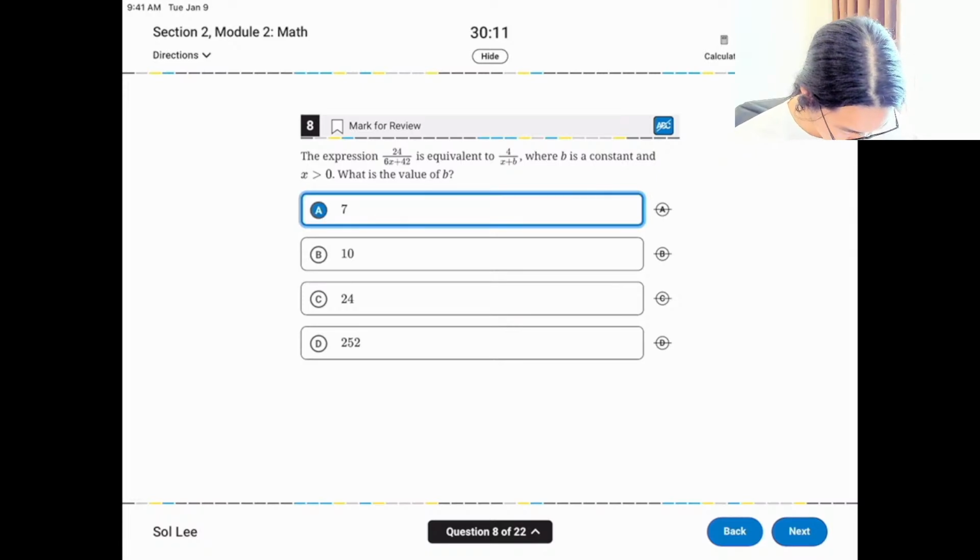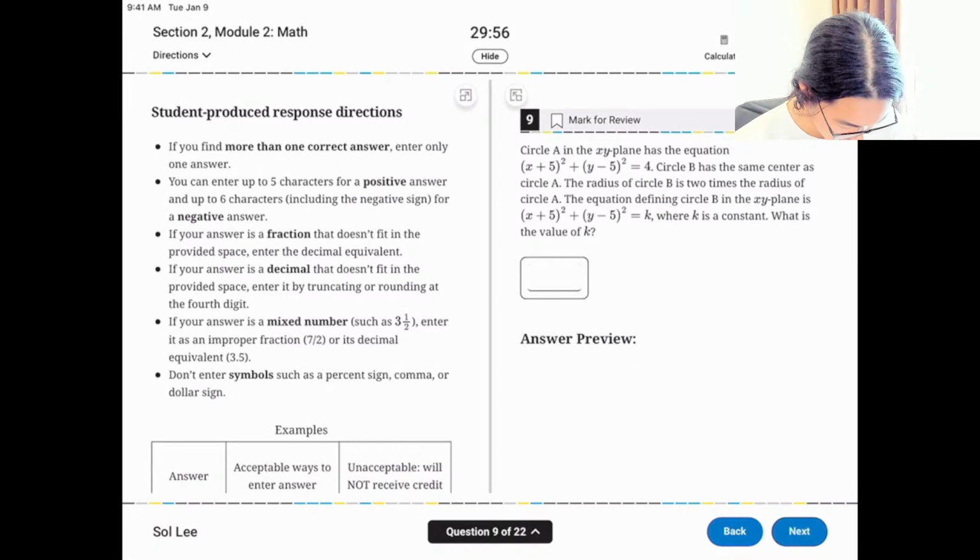Seven. Because you divide everything by 6. Yeah, divide out the 6's. So you get a 7. Okay, cool. The first 10 questions are pretty easy.